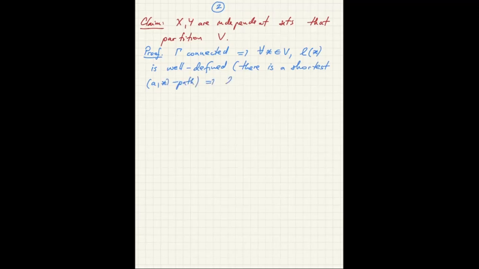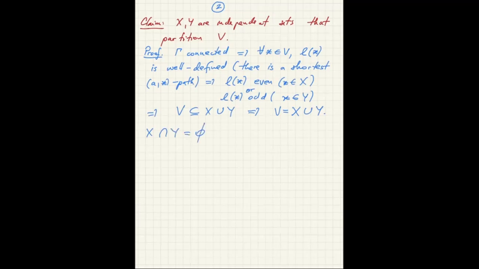So L of x is either even, which means x belongs to the set X, or L of x is odd, which means that x belongs to Y. This implies that V is a subset of X union Y, but both X and Y are subsets of the vertex set, so V equals X union Y. And it's also obvious that X intersect Y is the empty set, because a number cannot be both even and odd at the same time.